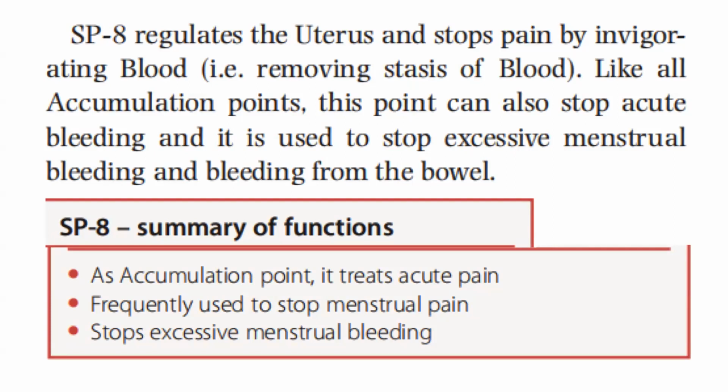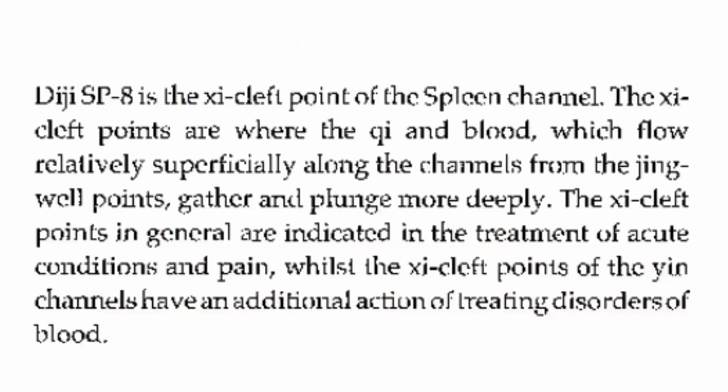So, a summary of its functions: spleen 8 as an accumulation point treats acute pain. It is frequently used to stop menstrual pain, and it stops excessive menstrual bleeding. Spleen 8 is the Xi-Cleft point of the spleen channel. The Xi-Cleft points are where the Qi and blood, which flow relatively superficially along the channels from the jing-well points, gather and plunge more deeply.